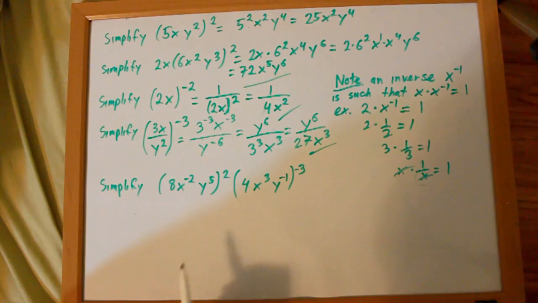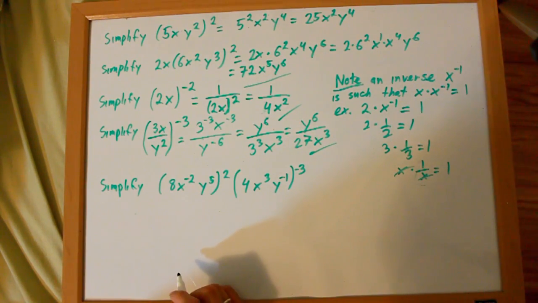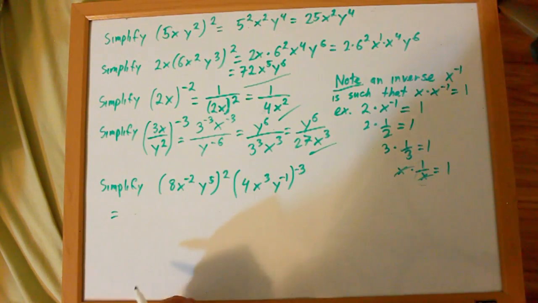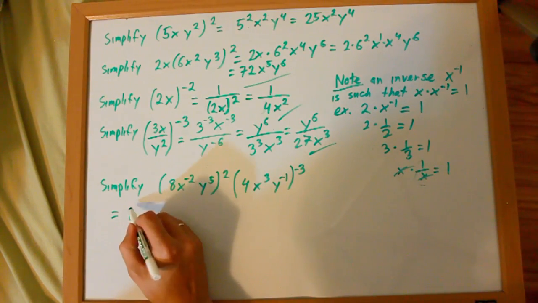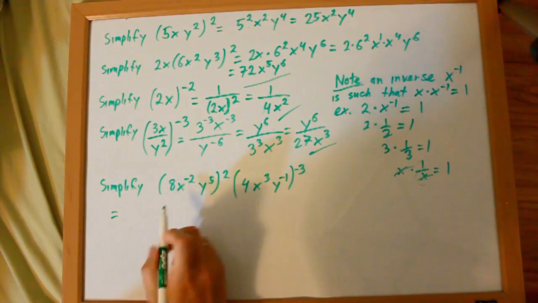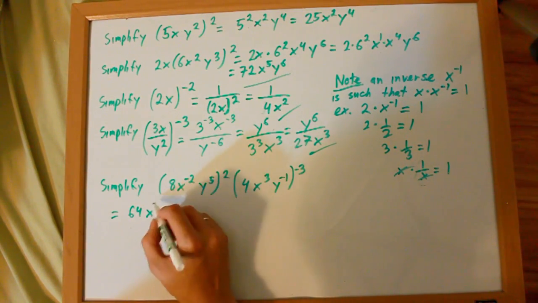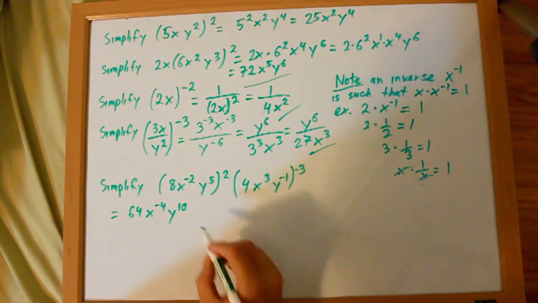And our final problem is a big problem, and you should try to get comfortable doing these kinds of big problems. It really teaches you how to be careful when solving math problems, and it will greatly improve your skills and concentration. So let's get to it. Our first parenthesis, I'm just going to calculate it out. 8 squared is 64. x, negative 2 times 2 is negative 4. y to the power of 10, 5 times 2.